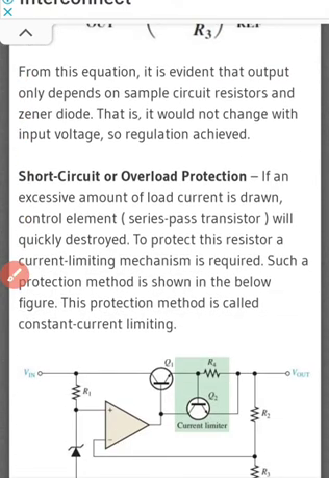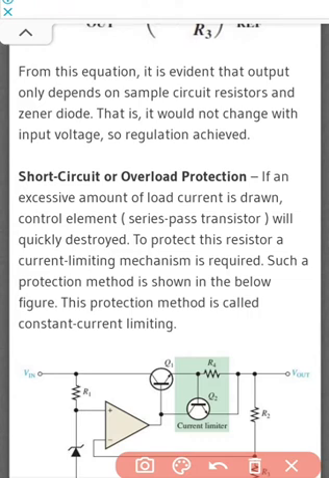Then we come to our topic, short circuit or overload protection, which is specifically mentioned in the syllabus also. If an excessive amount of load current is drawn through the control element to the output, the control element, that is the series pass transistor, because the transistor is behaving here as the control element, will quickly be destroyed. So if excessive current is drawn through the output, there is a high chance that the transistor or control element is suddenly destroyed.